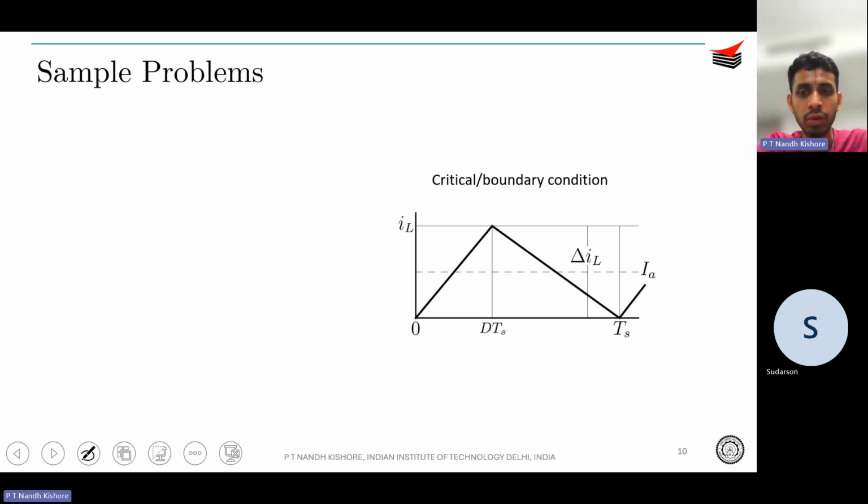So that's what we have done over here as well. So you know that IA is the average value of the load current, or in this case, since it's a buck converter, it is the average value of the inductor current as well. And you have the delta IL ripple.